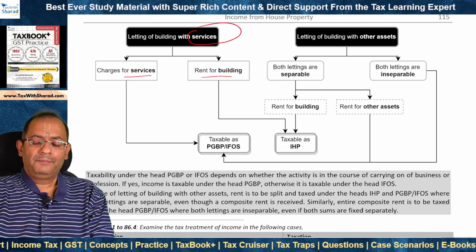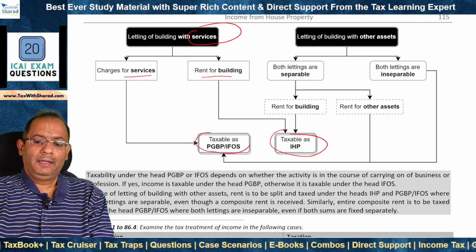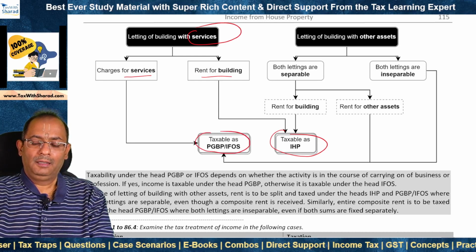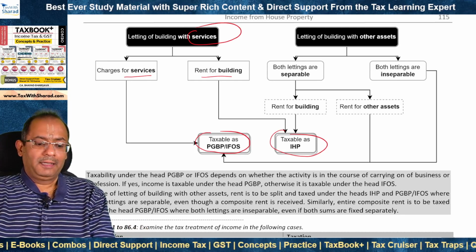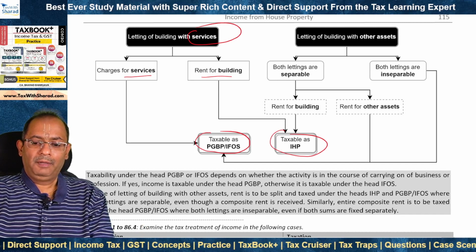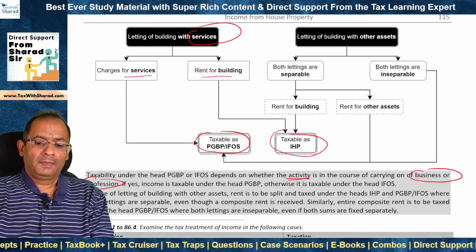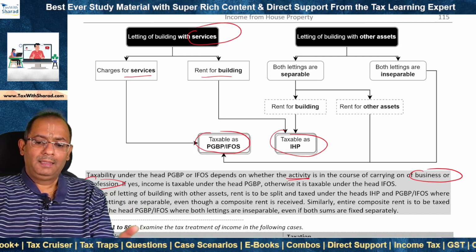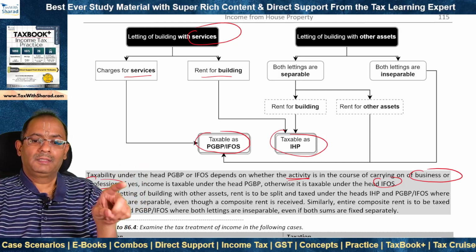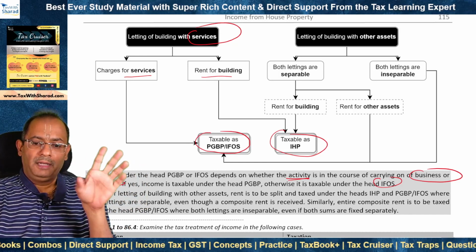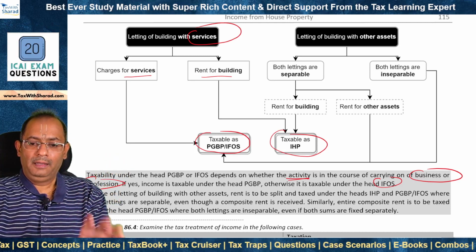Rent for building will be taxable under the head IHP, and charges for services will be taxable under the head PGBP or IFOS as the case may be, not under the head IHP. For deciding whether the charges should be taxable under the head PGBP or IFOS, it will depend on whether the activity is in the course of carrying on of business or profession. If yes, then PGBP will apply, else the head IFOS will apply. So when we are talking about letting of building with services, the charges need to be split. Rent will be taxable as IHP and service charges will be taxable as PGBP or IFOS.